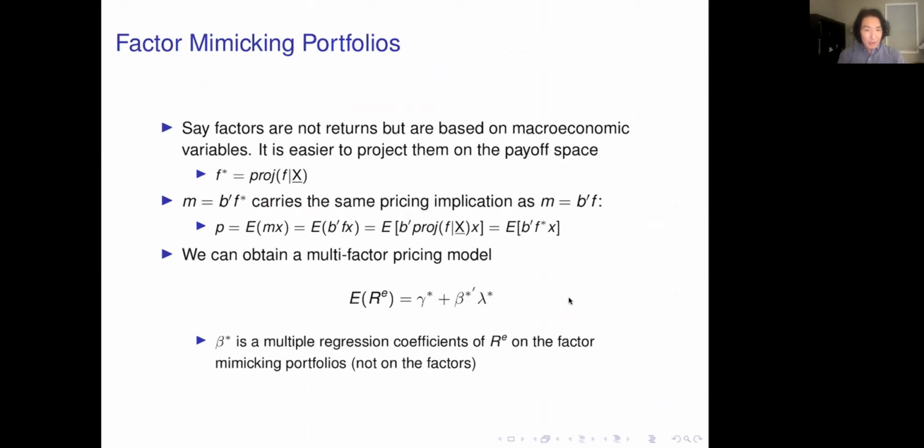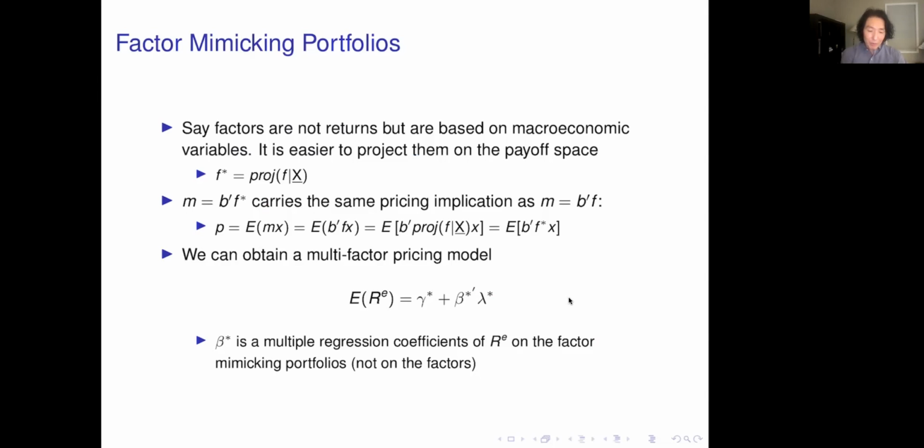Similar to the one-factor case before, we can use the factor mimicking portfolio, because using traded assets or returns instead of macroeconomic data is much more convenient in many cases. Traded assets are available at a higher frequency. So say the factors are not returns but are based on macroeconomic variables, then it's easier to project them on the payoff space in practice. So how do we do the projection? It's the same as before. We do the linear regression, right?